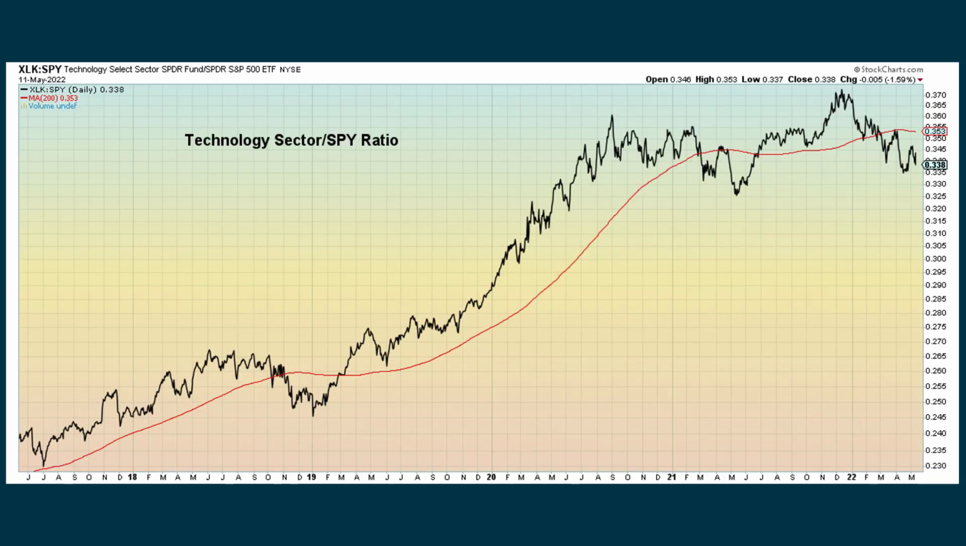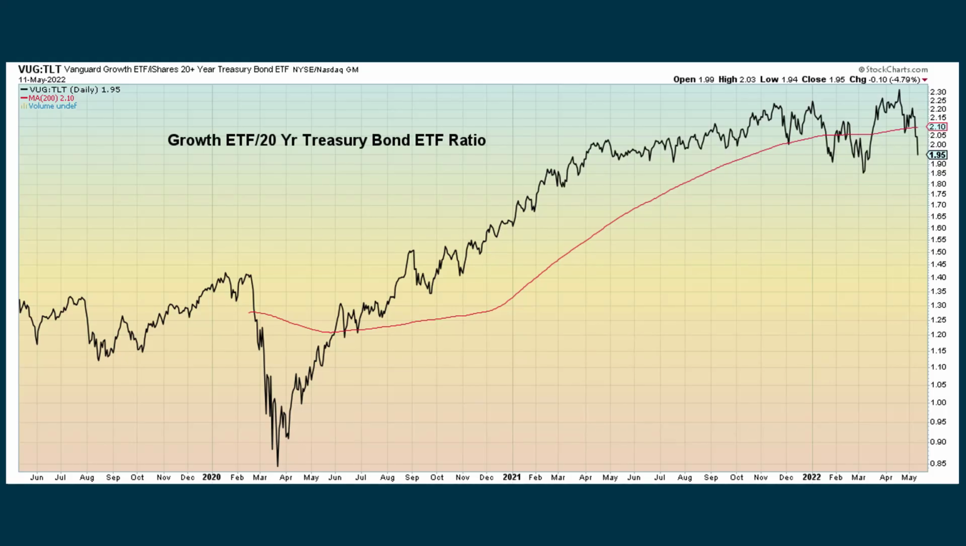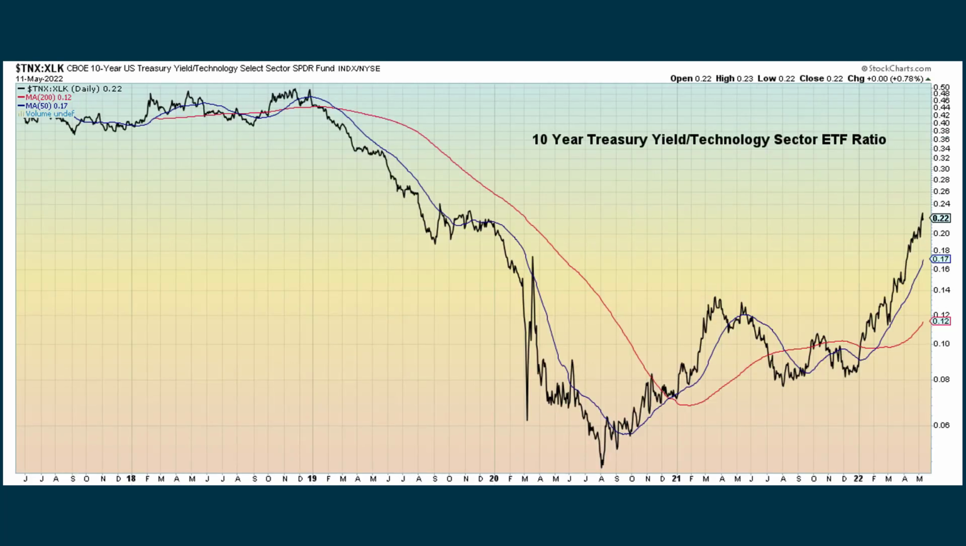Then we have the technology against the S&P. The S&P has been having trouble, but technology's been having even more trouble. And it's really been underperforming the broader market as a whole. So some other areas are the growth ETF against the 20-year bond ETF. Both of these are really having a lot of trouble, but it just shows that growth is having more trouble right now than bond prices. Here's the 10-year Treasury yield against technology, where interest rates have been going up, so they've been outperforming the tech sector. But for a long time, it was the other way around.